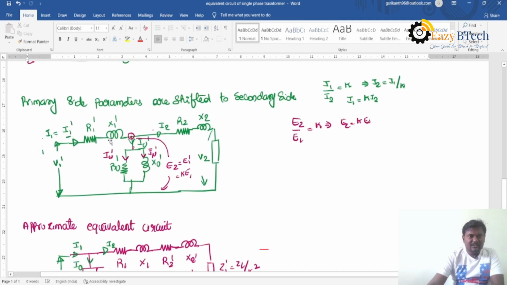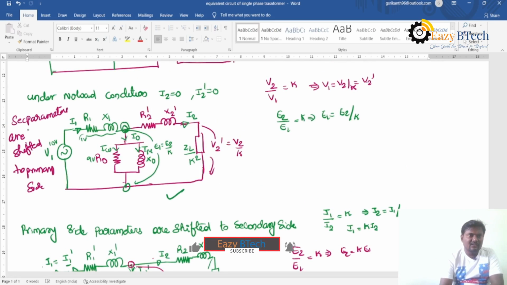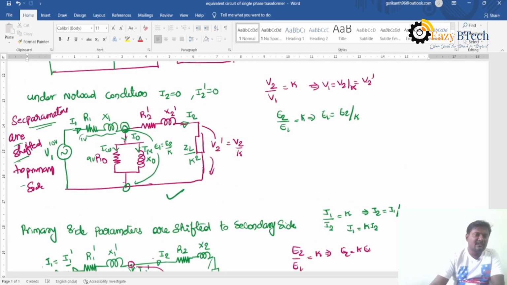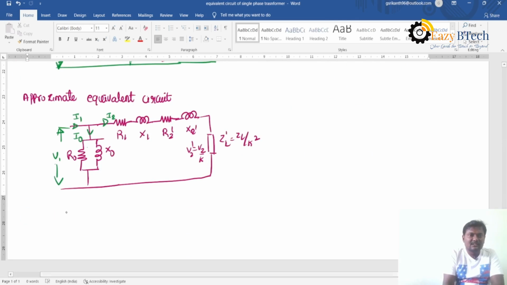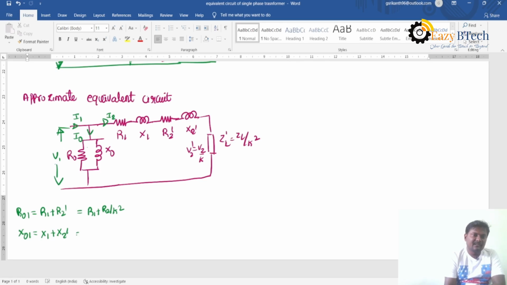So we are modifying this circuit. The secondary parameters are shifted to the primary side. R1 and R2 dash, now you can directly add. From this we can write R01 is equal to R1 plus R2 dash, and X01 is equal to X1 plus X2 dash. So R1 plus R2 by K square, X1 plus X2 divided by K square. These two are added and these two are also connected in series.